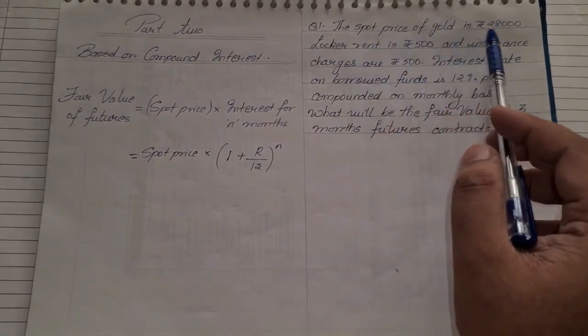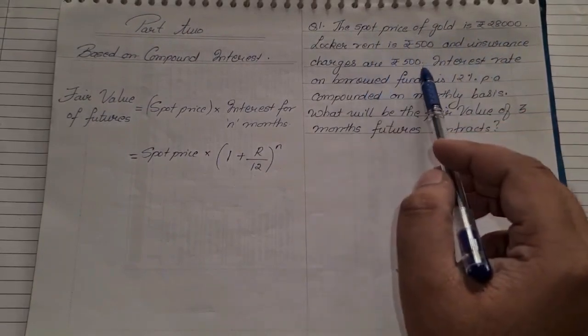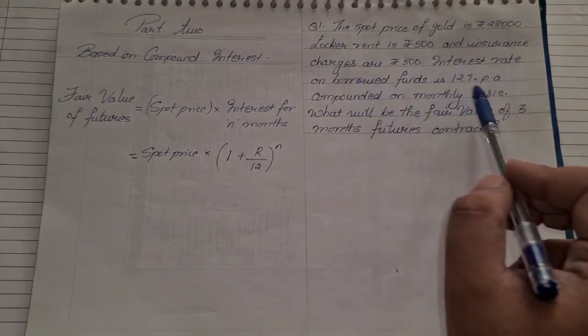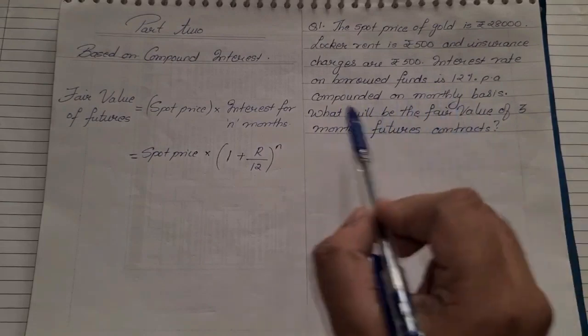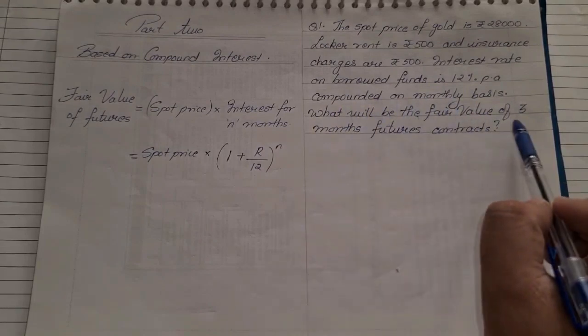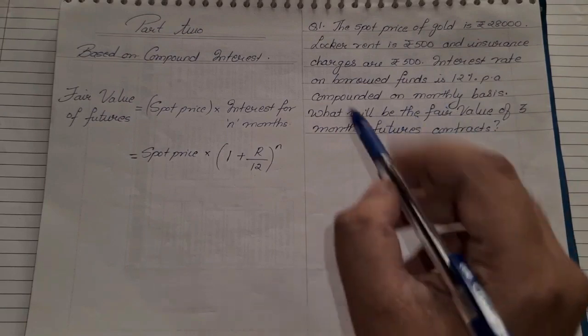The spot price of gold is 28,000 rupees. Locker rent was 500 and insurance was 500. Interest rate on borrowed fund is 12% per annum, compounded on monthly basis, this is compound based. What will be the fair value of 3 months future contract? Now let us see how we need to solve this.